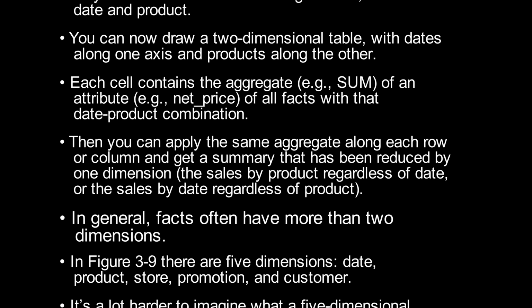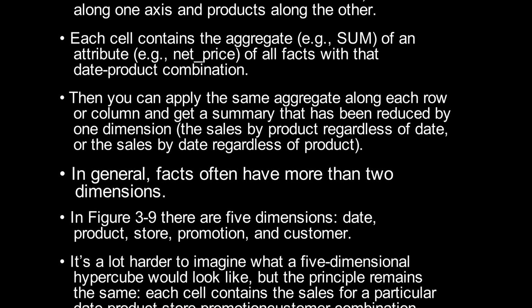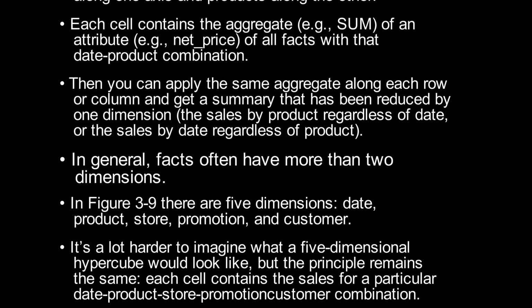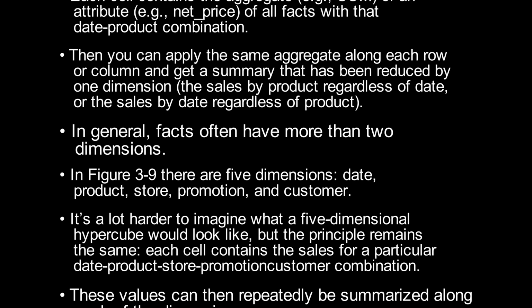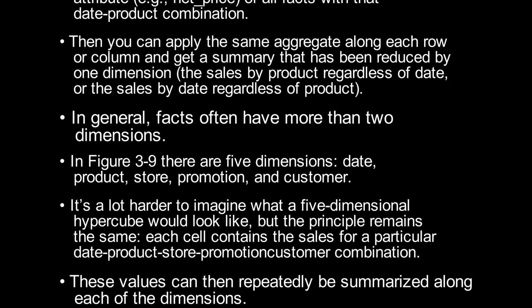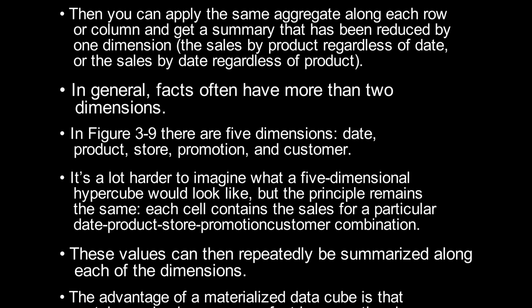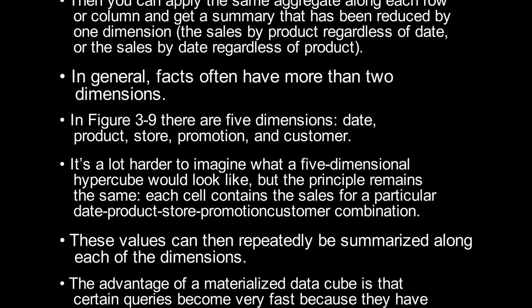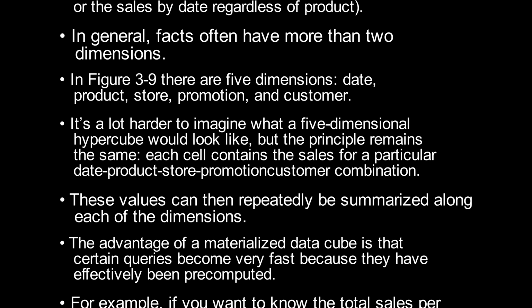In general, facts often have more than two dimensions. In Figure 3-9 there are five dimensions: date, product, store, promotion, and customer. It's a lot harder to imagine what a five-dimensional hypercube would look like, but the principle remains the same. Each cell contains the sales for a particular date-product-store-promotion-customer combination. These values can then repeatedly be summarized along each of the dimensions.